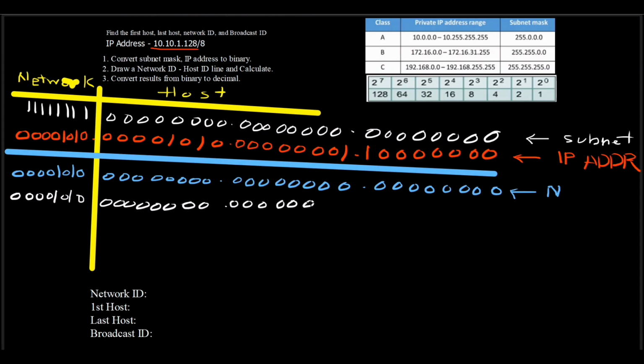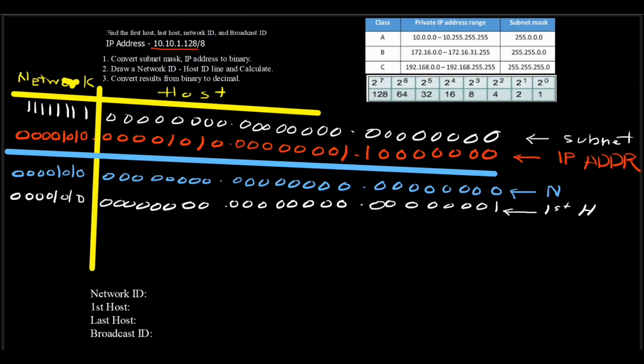So this is the third octet, all zeros. And here the lowest number for the first host. 1, 2, 3, 4, 5, 6, 7, and 8. So that's basically my first host. So I'm going to call it first H.